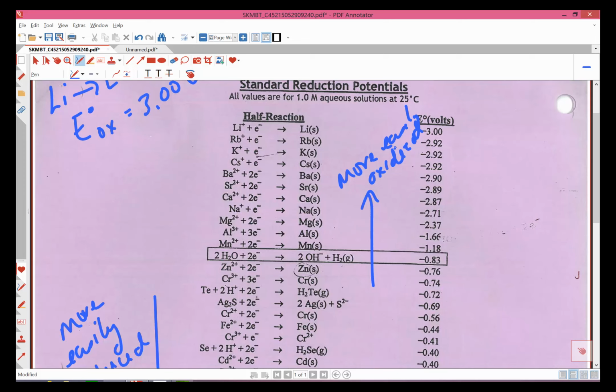So as we look at the right side moving up, these metals are more easily oxidized. As we look at the left side and move down, these ions are more easily reduced, all right? So these are all listed as reduction potentials. Again, remember, to find the oxidation potential, it is the opposite.